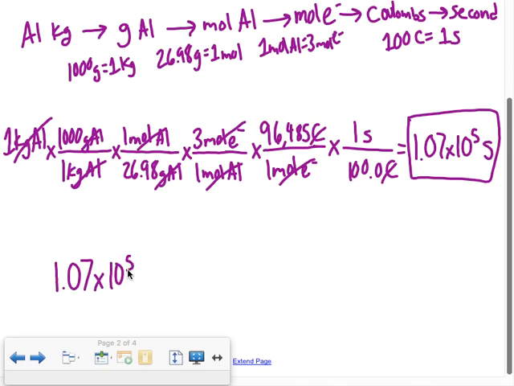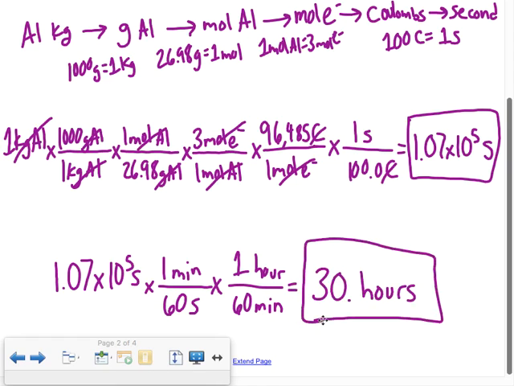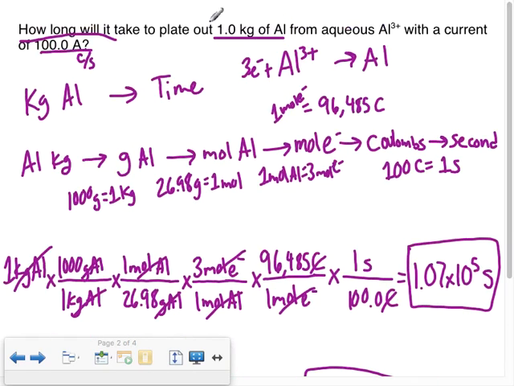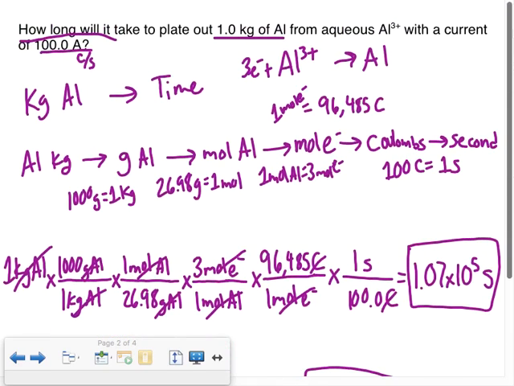So seconds, there's 60 seconds in 1 minute, and there's 60 minutes in 1 hour. So if we do that, we'll get 30 hours. That's a little bit easier to understand. So it would take just over a day to get 1 kilogram of aluminum from aqueous aluminum ions with a current of 100 amps. All right, so electrolysis questions, they're really just conversions. They're just some conversion factors that maybe you haven't seen before.